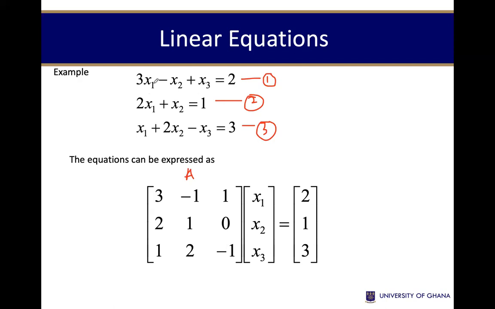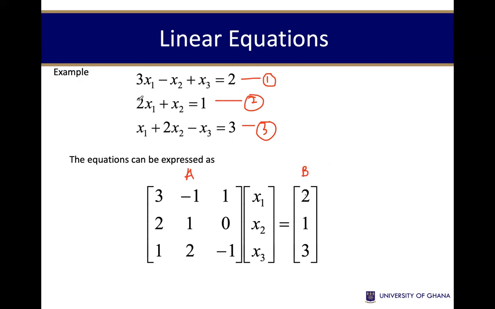You should be able to know that for this set of equations, I can have my 3, my minus 1, 1. How? The coefficient of x1 is 3. The coefficient of x2 is minus 1. The coefficient of x3 is also 1. And then at the end, I can also have my b right here, which is a constant associated with the first equation. So that becomes 2 here.